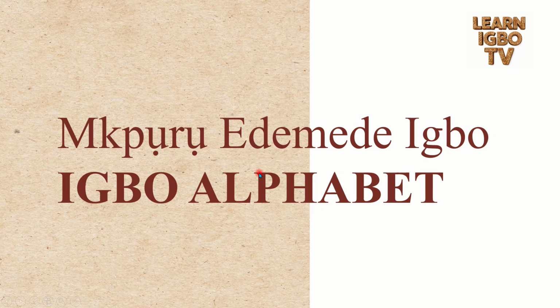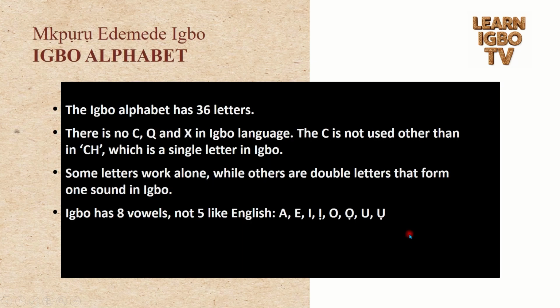Today we are going to look at Igbo Alphabets. Mkpụrụ edemede Igbo. In Igbo Alphabets, we have 36 letters. There is no C, Q, and X in Igbo language. The C is not used other than in Chi, which is a single letter in Igbo. Some letters walk alone, while others are double letters that form one sound in Igbo.